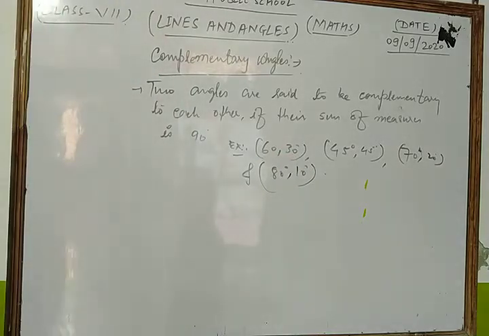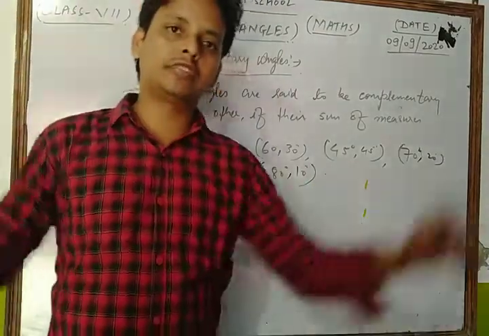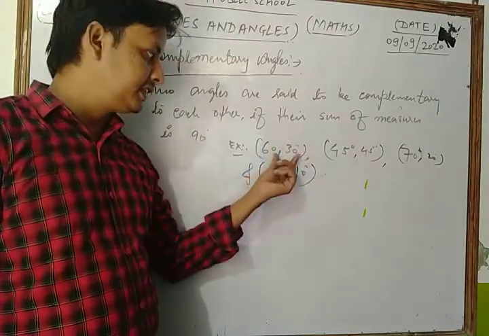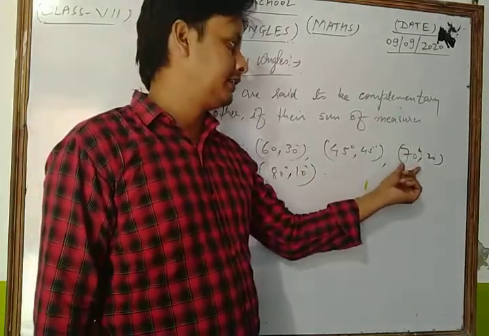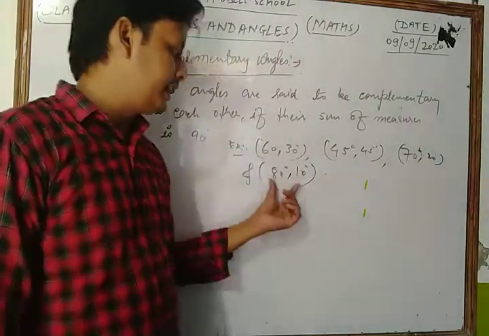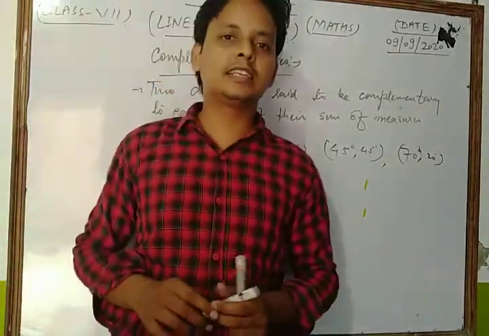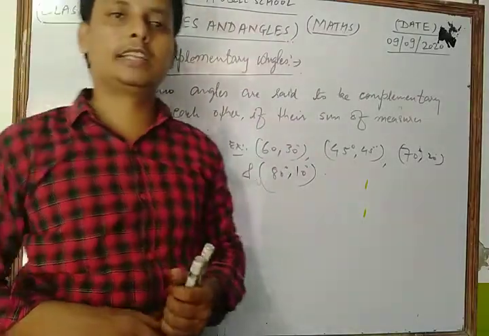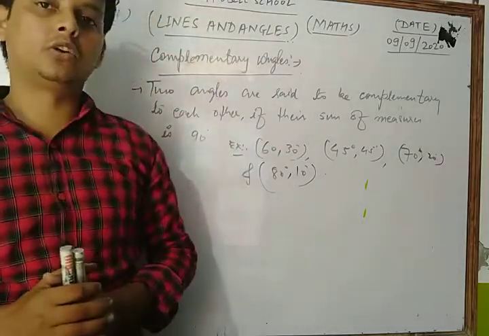These are pairs of complementary angles because, dear student, the sum of their measures is what? 90 degrees. Let's see here: 60 and 30 is what? 90. 45 and 45 is what? 90. 70 and 20 is 90, and 80 and 10 is 90. So it is clear. In this way, dear student, we can say that two angles are said to be complementary to each other if their sum of measures is what? 90 degrees. Now it's clear.